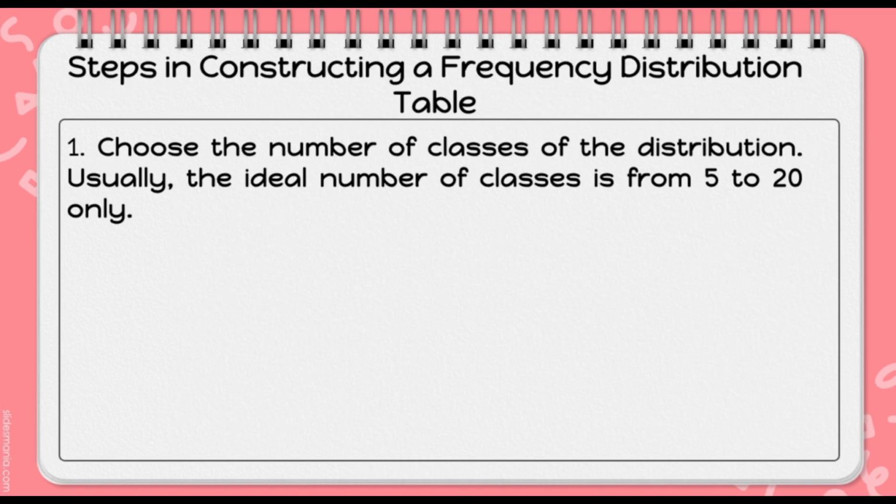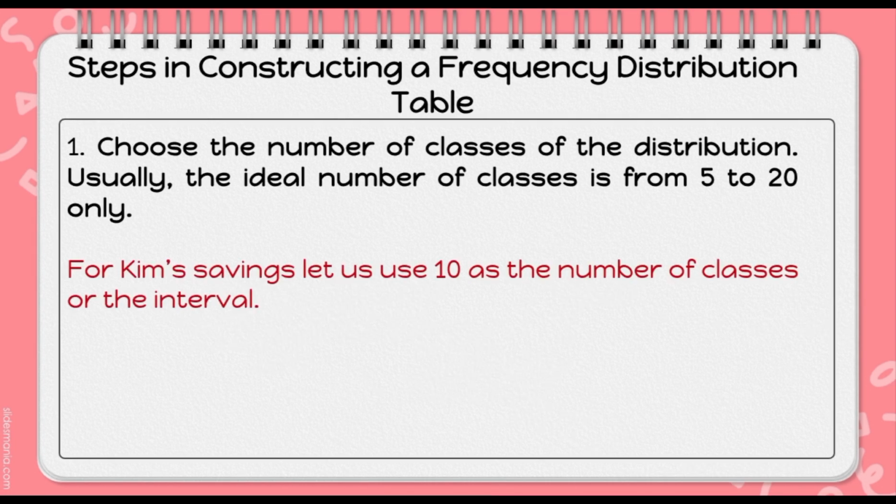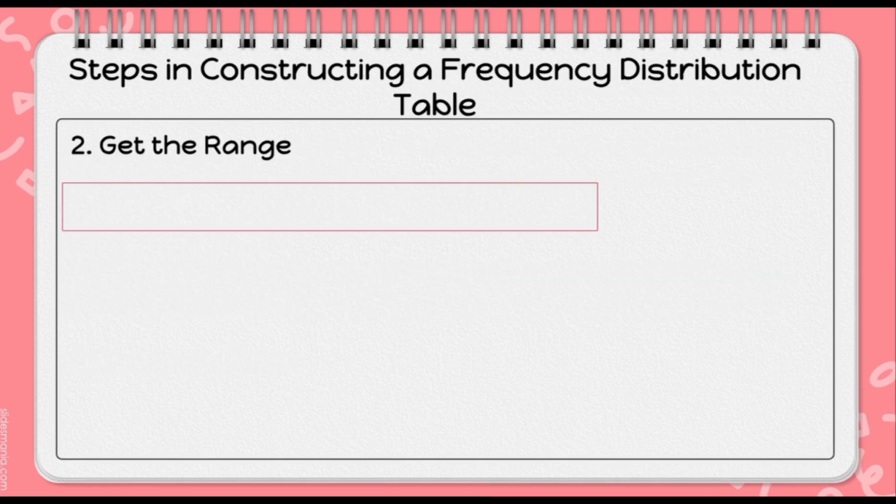First step, we choose the number of classes of the distribution. Usually the ideal number of classes is from 5 to 20 only, as what I have said earlier. In our example, for Kim's savings, let us use 10 as the number of classes or the interval. In this example, I will be the one to give you the class interval so that we will have the same answer later on. Therefore, our class interval is 10.